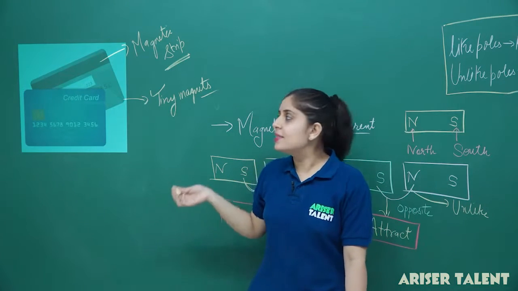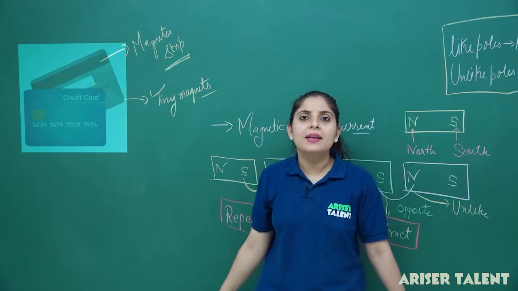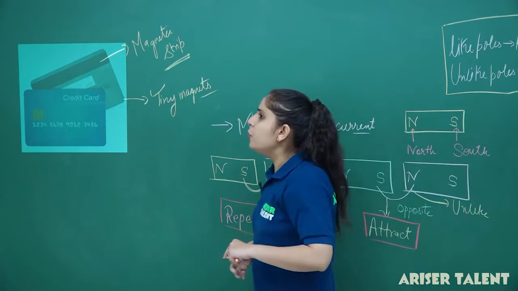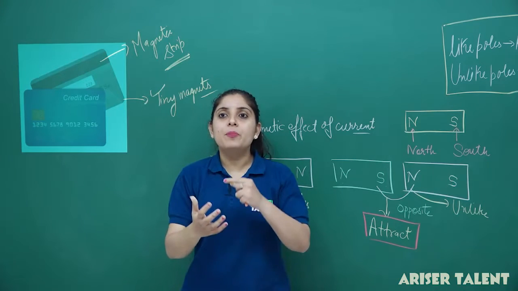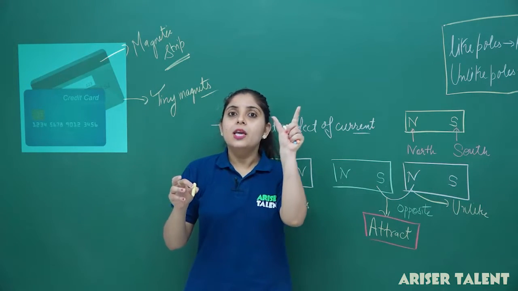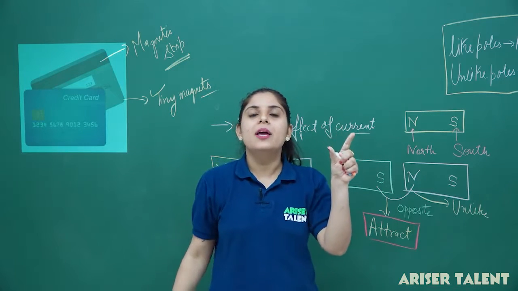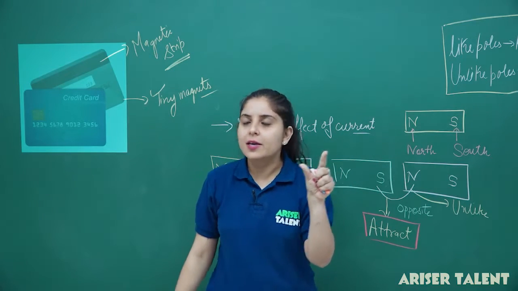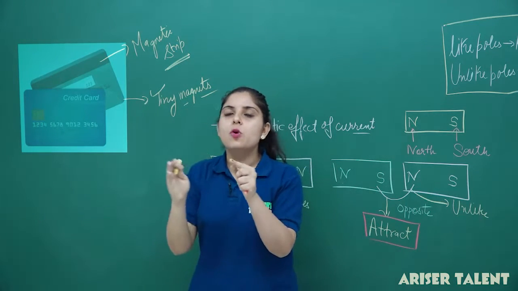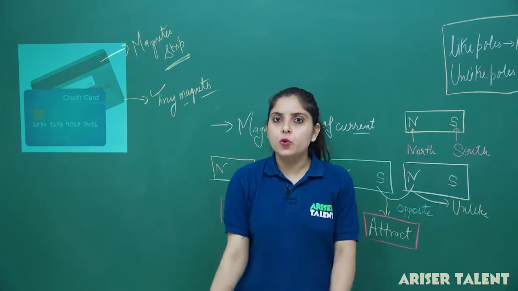So you can see that this is again a basic application of the magnetic effect in our day-to-day life. Whenever you use your credit or debit card, you are advised not to destroy that magnetic strip. If you destroy this magnetic strip, then your whole data will get lost. This magnetic strip is actually made up of small magnets that store your data.